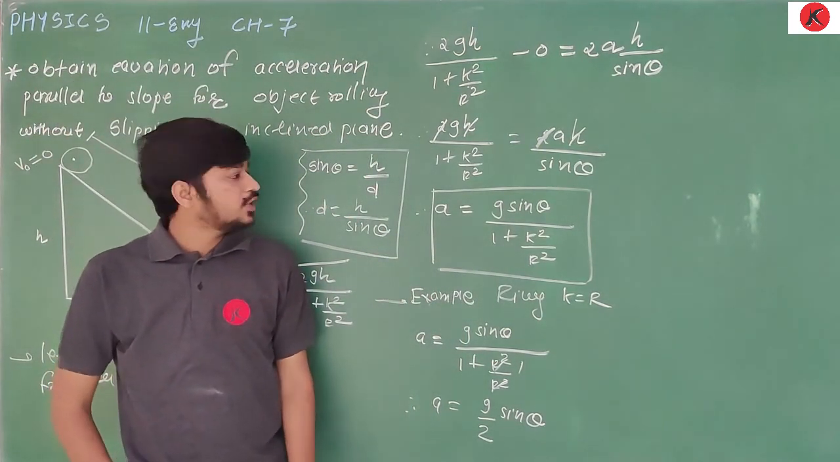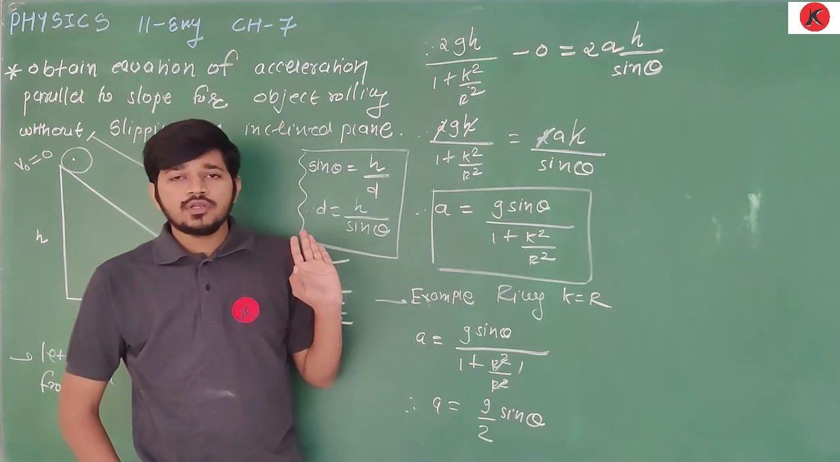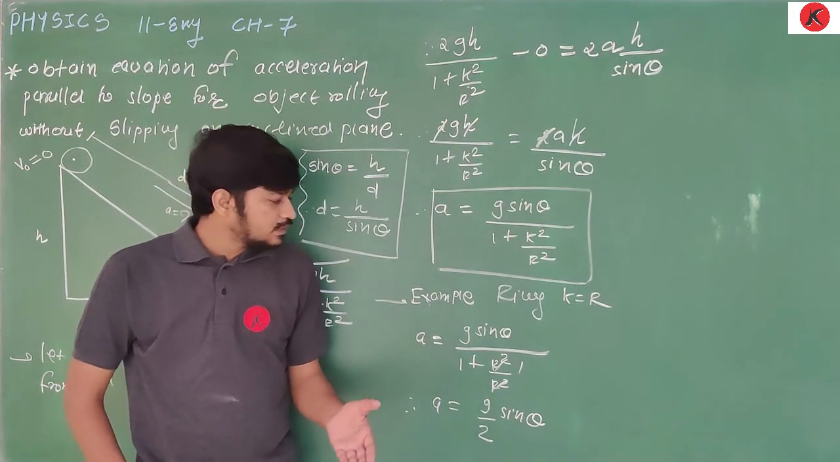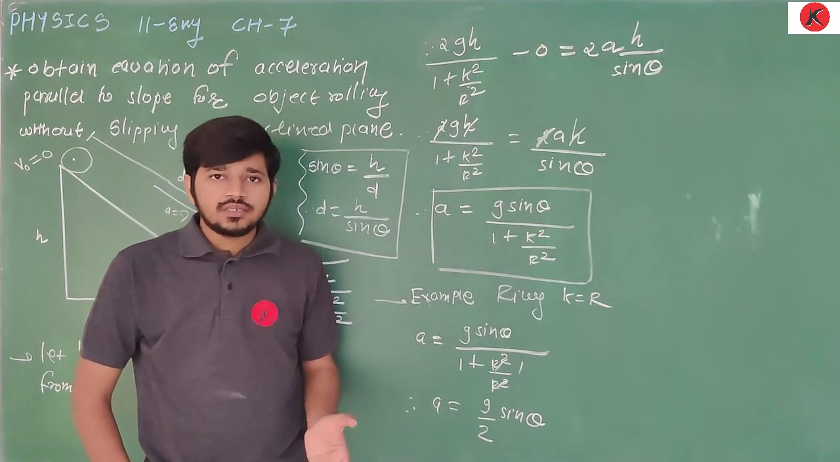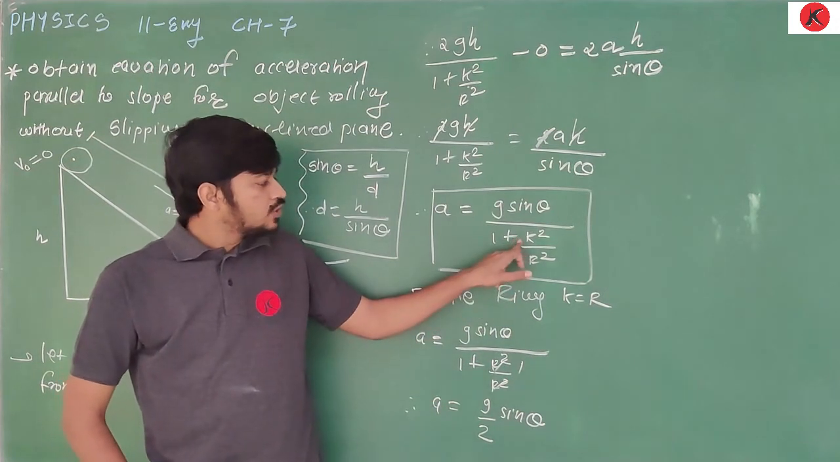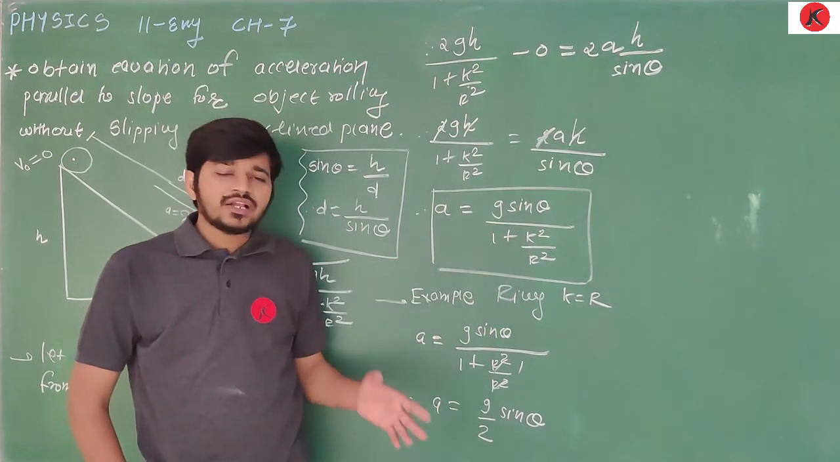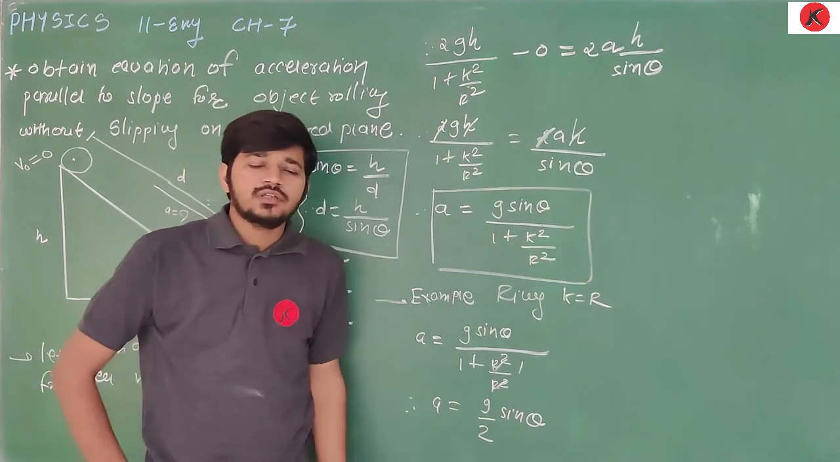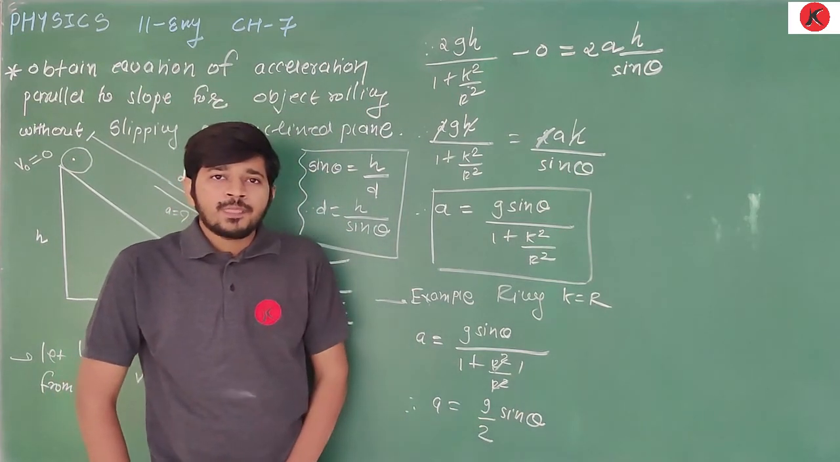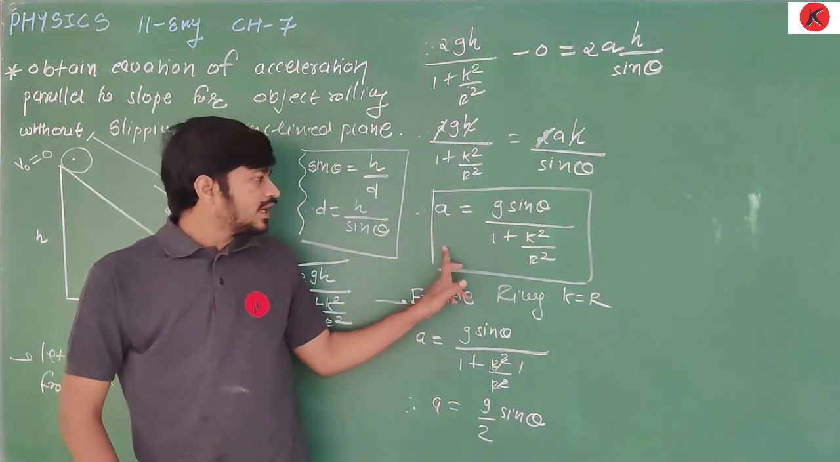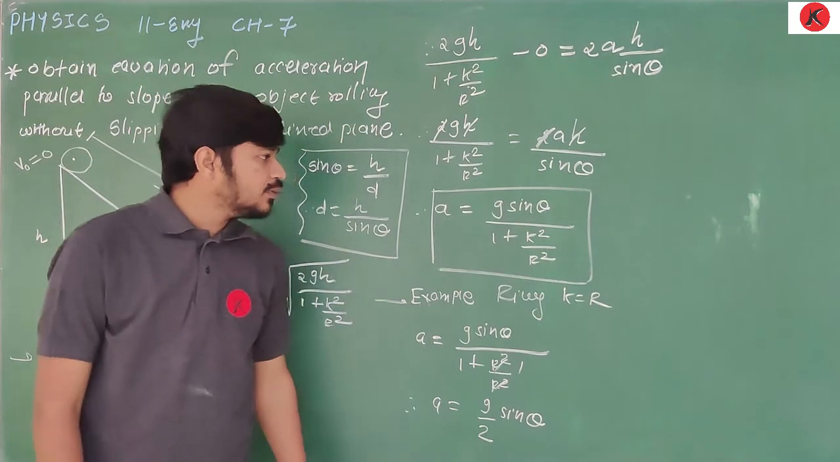If you are given the value of the angle of the slope, then you can easily find the acceleration. For example, for the case of a disk, k is equal to r upon root 2. So put k is equal to r upon root 2 and calculate, and you will get the acceleration parallel to the slope. Clear about this? So you have to remember this general equation.